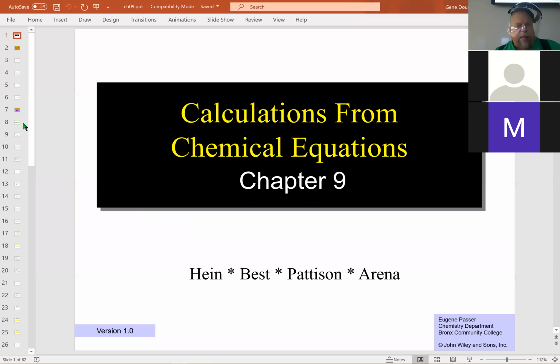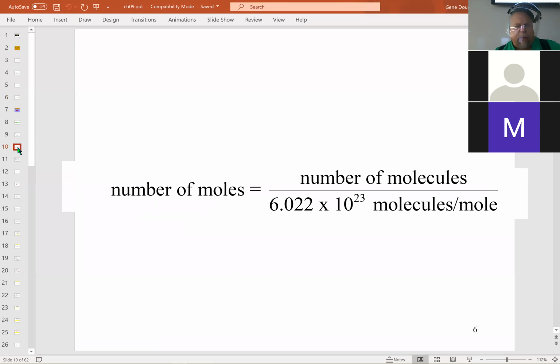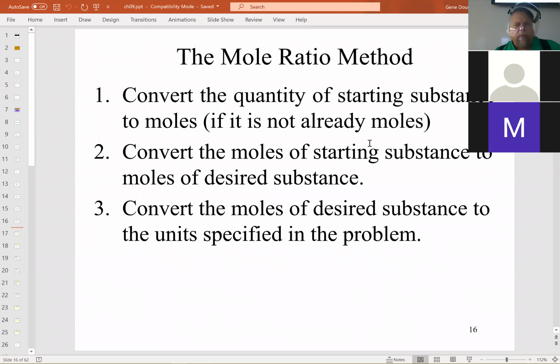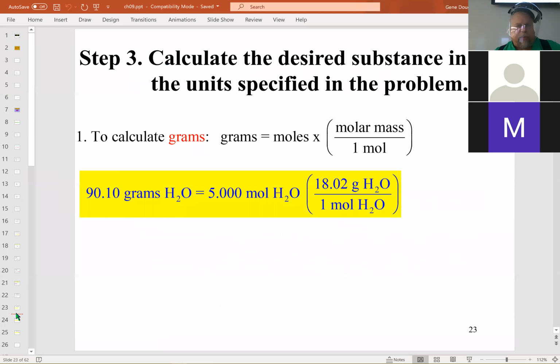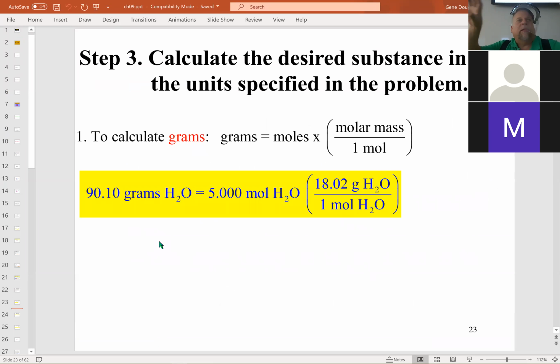Chapter 9 is calculations with this. Essentially, we have number of moles and mole ratios. This is what I was talking about before. If you look at the different steps there, calculate grams, it gives some more examples. So this is chapter 7 through 9 in Hein. I highly recommend you use them if you need to. If you understand this, that'll be fine.